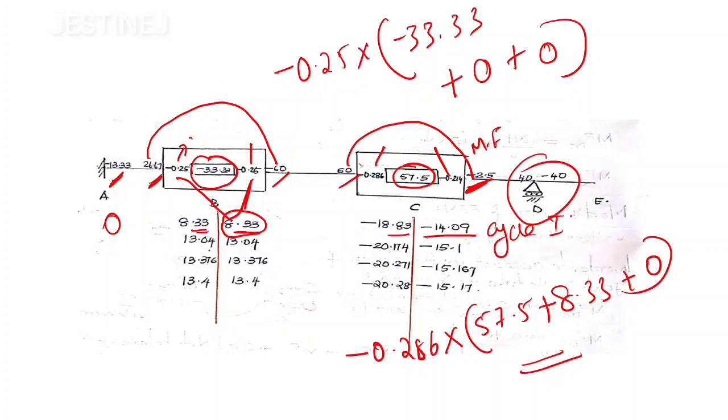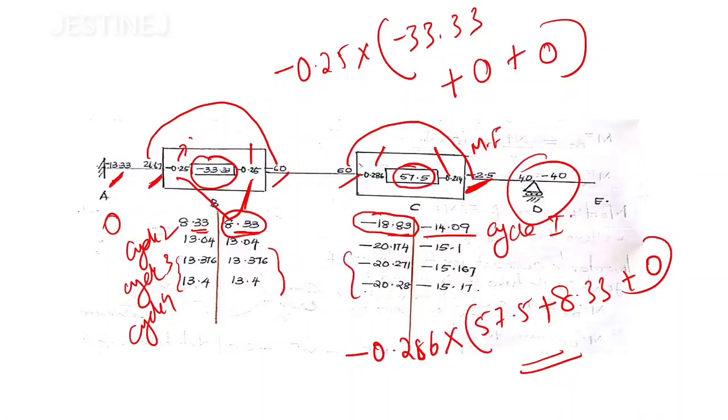After that, the same procedure is repeated: the rotation factor multiplied by minus 13.33 plus the far end contribution, which is 0. Then for the far end you have to take minus 18.83. Observing these values, you can calculate, and iteration cycle 2 can be completed, cycle 3, and cycle 4. When the values are close to each other, you can stop and wind up your iterations. After that, you have to take the last values for calculating the final moment.